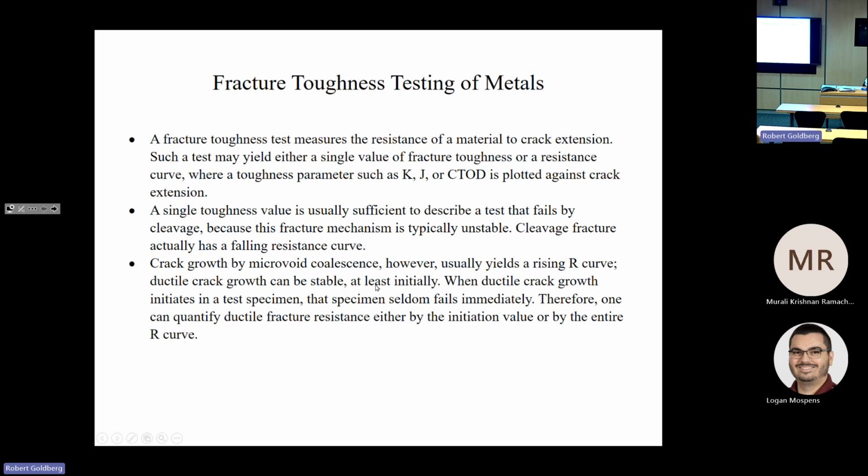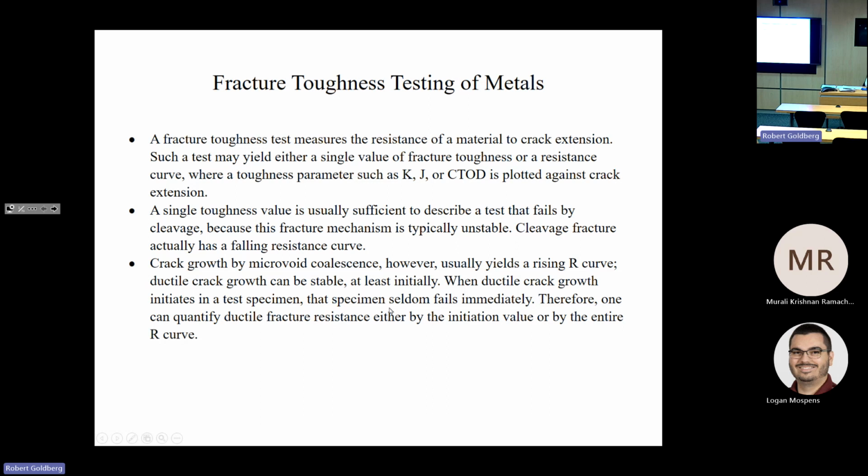And the ductile crack growth can be stable, at least initially. We talked about, for the case of linear elastic and elastic-plastic, the case of rising R curves. If you have ductile crack growth in a specimen, the specimen doesn't fail immediately. So you can quantify the fracture resistance either by the initiation value where cracking starts, or by the entire R curve, going through the whole process until you ultimately end up with your specimen breaking in two.